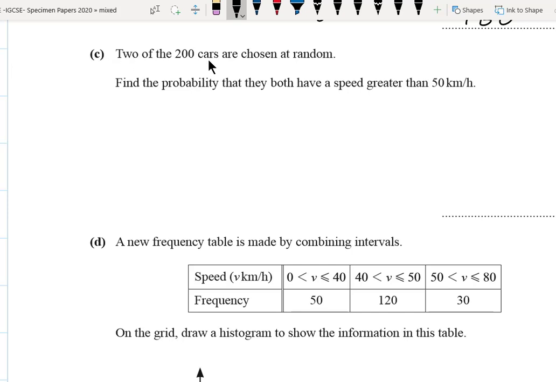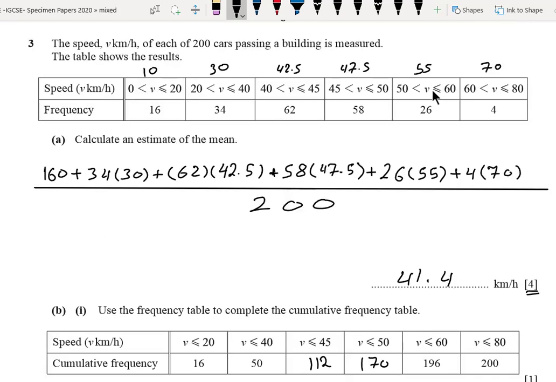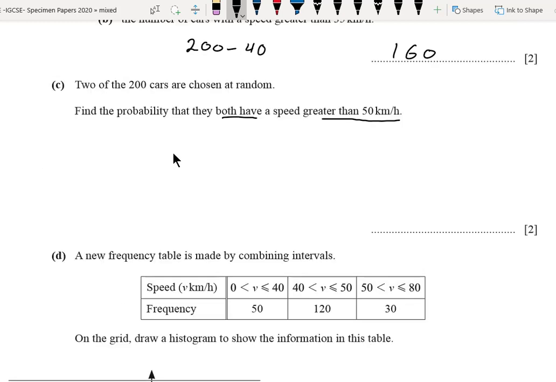C, two of the 200 cars are chosen at random. Find the probability that they both have a speed greater than 50 km per hour. We should return back to the table. More than 50 means we look at these 26 and also plus 4. 26 plus 4, 30. 30 out of 200 cars, their speed exceeds 50, right? So the answer will be 30 out of 200.